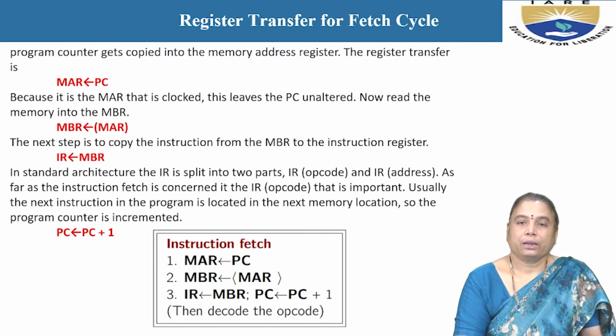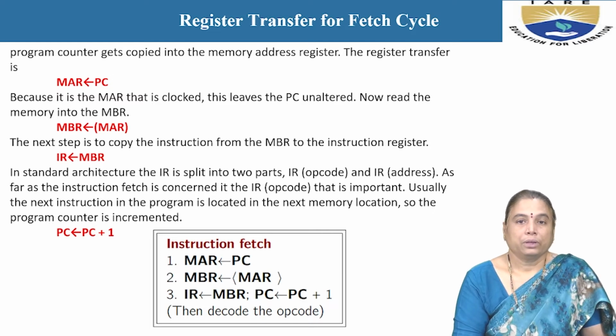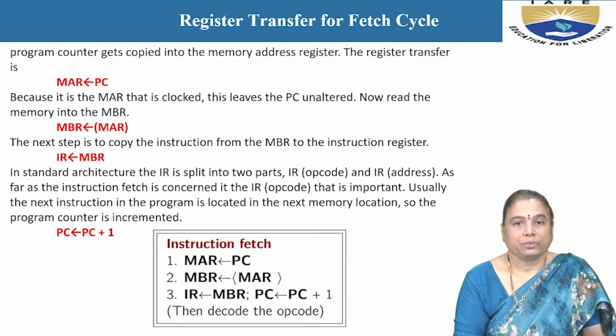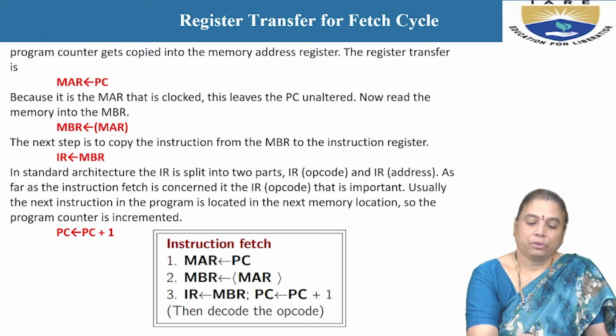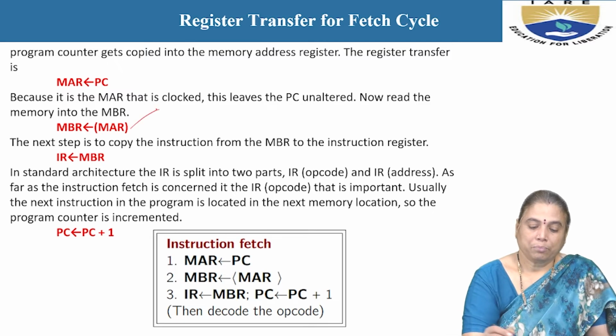So how can these fetch cycle operations be represented in the register transfer language? Here the program is stored in the computer memory. Each instruction can be fetched and is stored in the instruction register. The address of the next instruction to be executed can be specified with the help of PC. So the PC address is moved to the memory address register. Next, because MAR is loaded, the PC is unaltered. Now read the memory to the MBR.